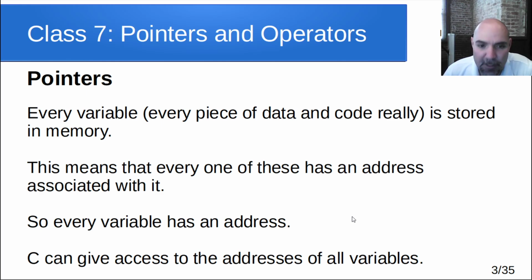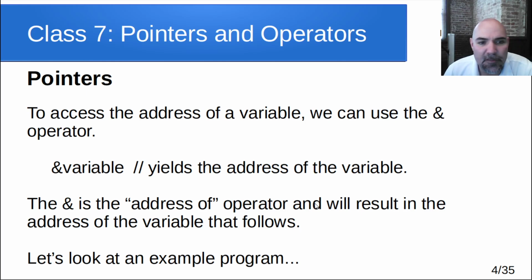So every variable is storing its data in memory at some particular location, some address. And C, being a systems programming language, can give us access to the address of any variable. As we'll see later on in the course, not just any variable, but any piece of data in the program. To access the address of a variable, we use the ampersand operator, which is considered to be the address-of operator.